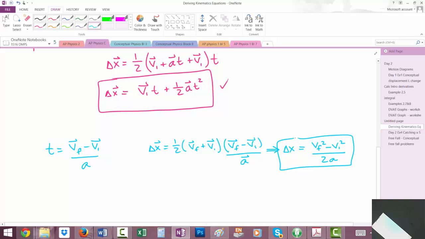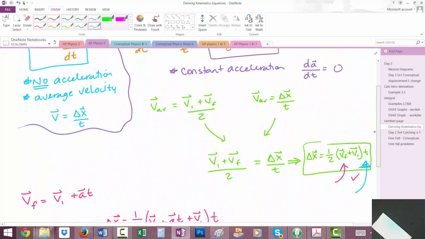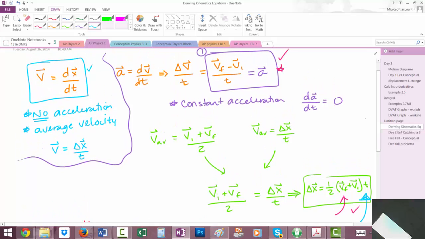And now we've done it. That took like 8 minutes, something like that. Good for us. Yay, go team. So there are 4 equations, 1, 2, 3, 4, that will get you through all of one-dimensional kinematics.